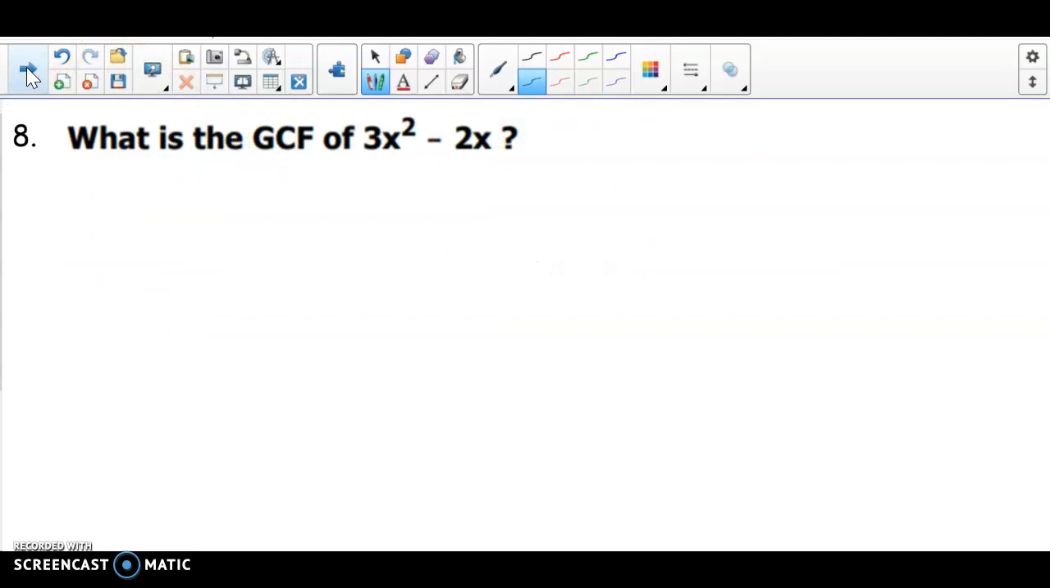All I want you to do is find the greatest common factor of this, so you just simply take out an x. And that's what you have. No problems with your GCFs, hopefully.